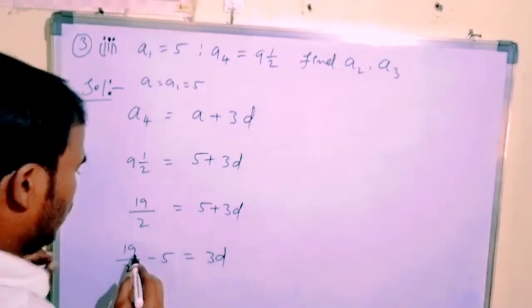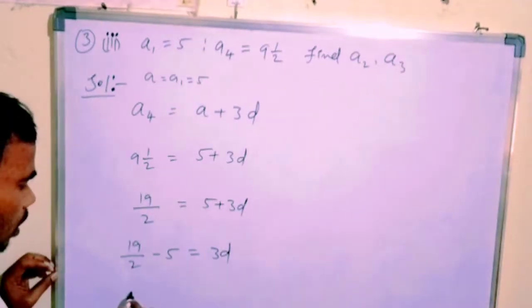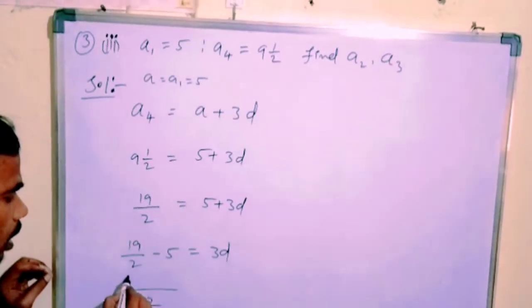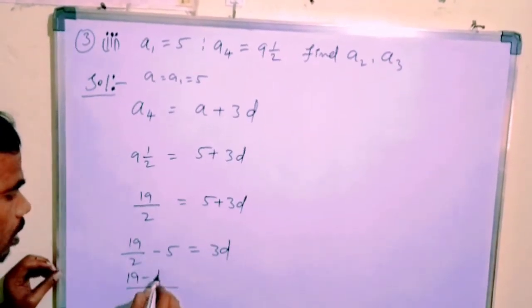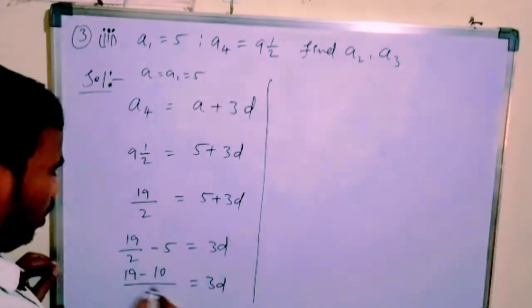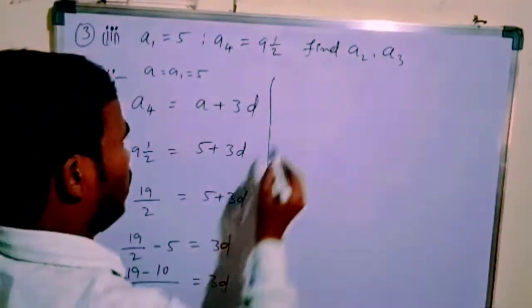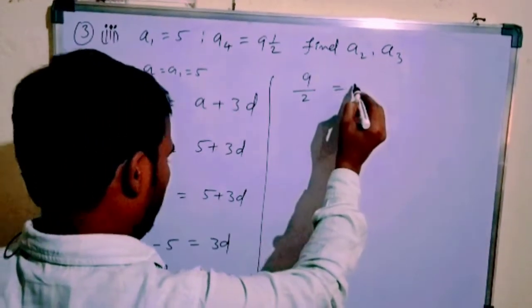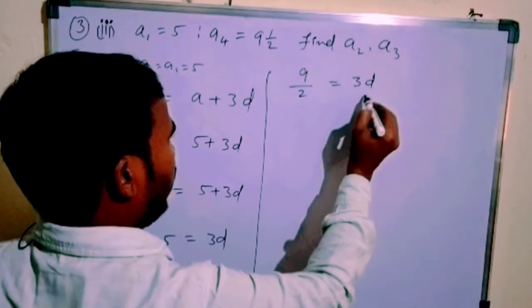So what is 19 by 2 minus 5? Here the 2 is in the denominator position, it is division. So 19, as it is, 2 5s are 10, is equal to 3d. Now 19 minus 10 is equal to 9. 9 by 2 is equal to 3d. So we are finding the d value.